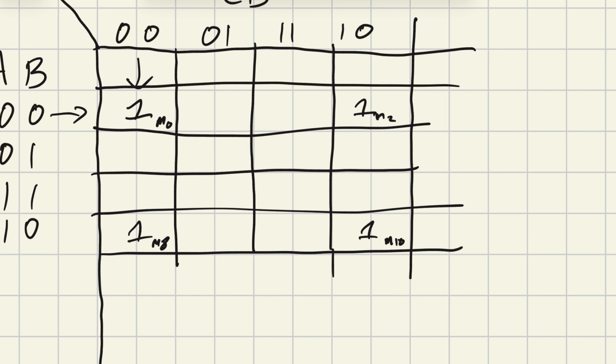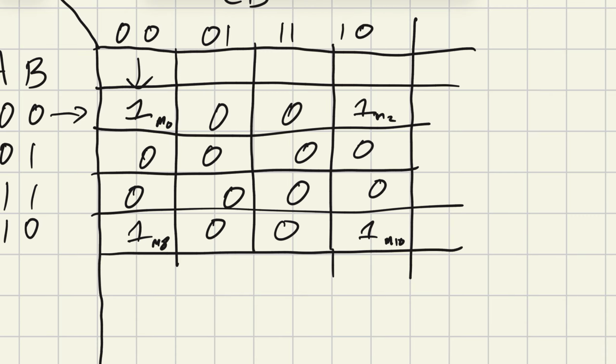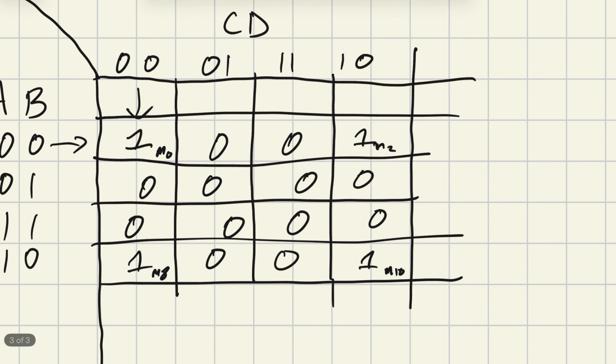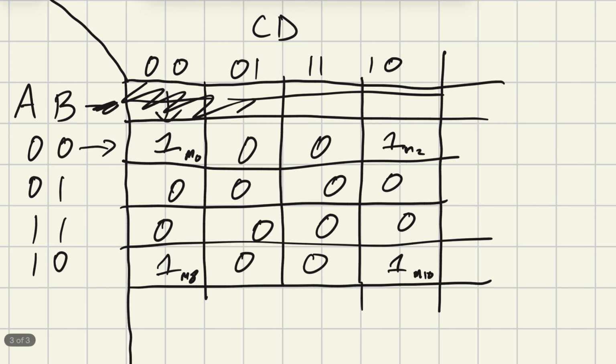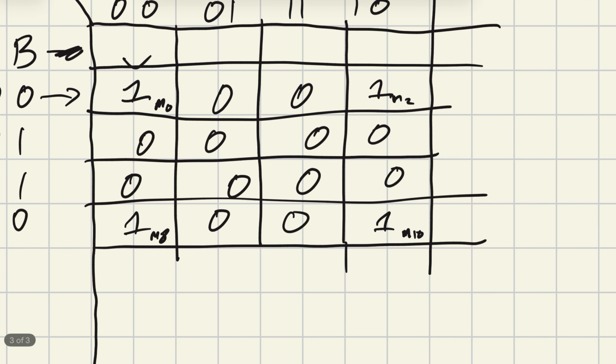Now you know that there would be zeros everywhere else on this K-map. Just keep in mind, for the sake of this example, we ignore this first row just because there's no values over here. It's just the notation of A and B. So we can ignore this whole top column. Anyway, now for the grouping.